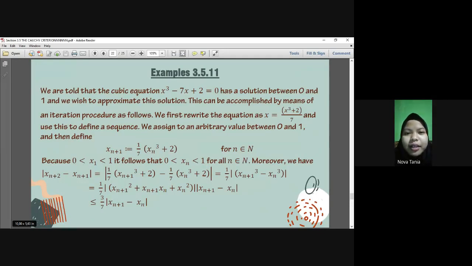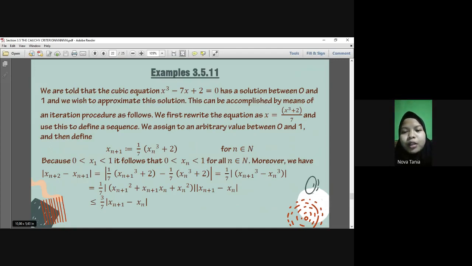Okay, this is Example 3.5.11. We are told that the cubic equation x^3 − 7x + 2 = 0 has a solution between 0 and 1, and we wish to approximate the solution. This can be accomplished by means of an iteration procedure as follows.